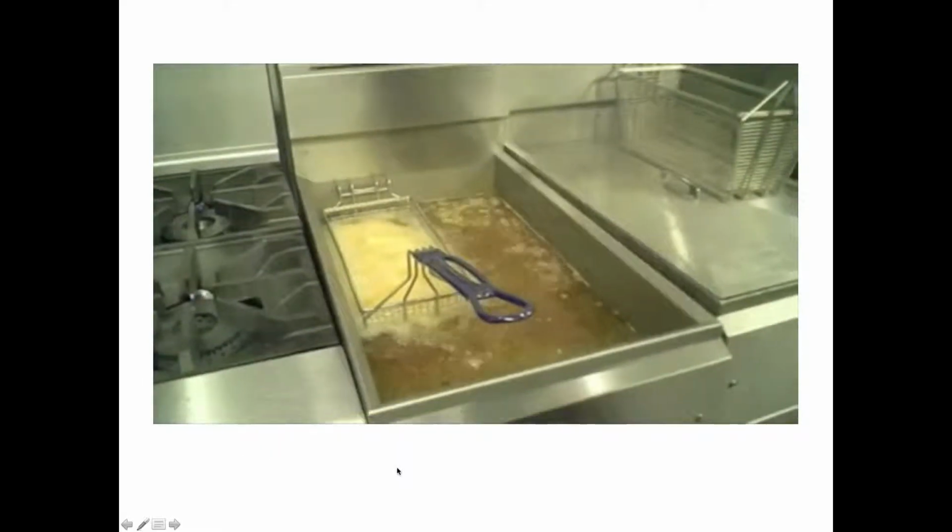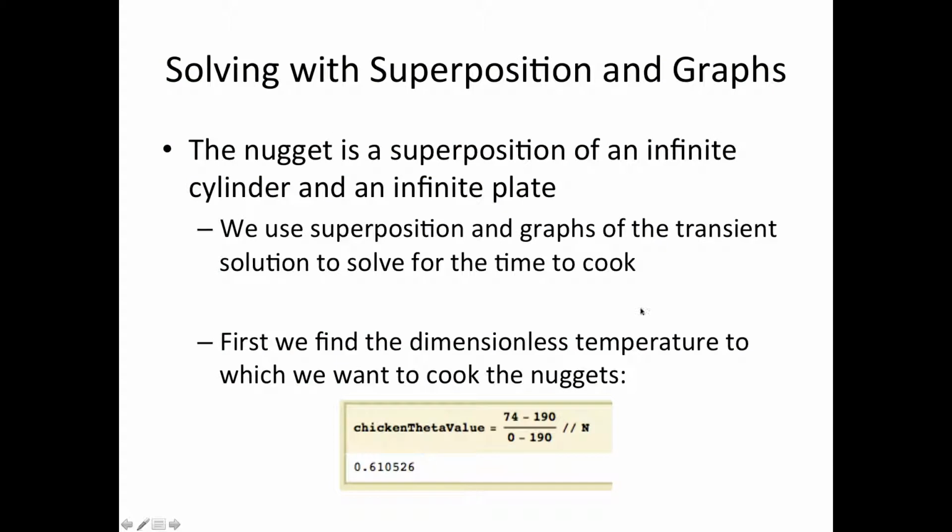Alright, so let's talk about how we actually solve it. The way we're going to solve it is with superposition and with graphs. Our chicken nugget is a superposition of an infinite cylinder and an infinite plate. So we can use superposition to find the temperatures of each of those coordinates and then multiply them together to get the total temperature of our nugget.